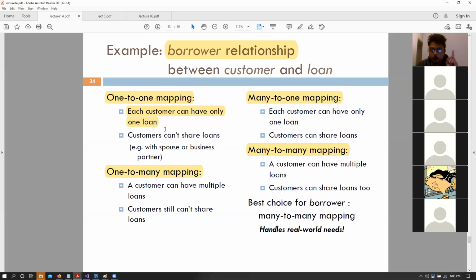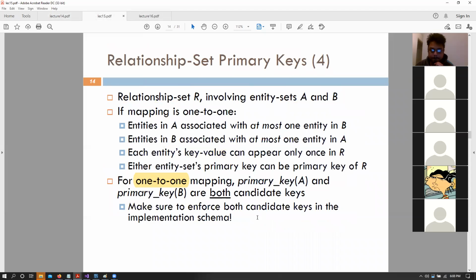Depending upon what we want, either a one-to-one mapping or a one-to-many or many-to-one or many-to-many. If it's a one-to-many, that means that a customer can have multiple loans, then loan would be the primary key. If it's a many-to-one, each customer can only have one loan, but customers can share loans, then customer would be the primary key. If it's a many-to-many, that means that multiple customers can have multiple loans, then both of those together would be the key, right?